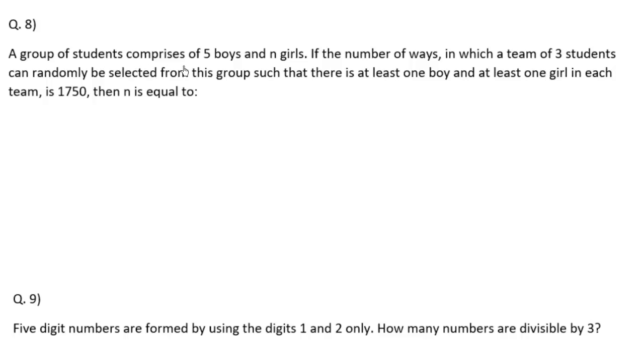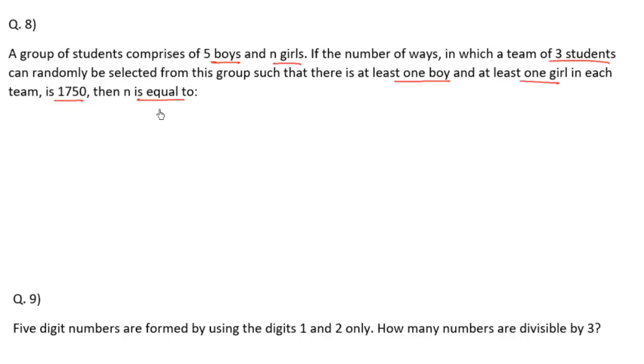Now here the question says that a group of students comprises 5 boys and n girls, and the total number of ways wherein a team of 3 students can be randomly selected such that it contains at least 1 boy and at least 1 girl is this much. So we need to find the value of n. It's a very simple question.